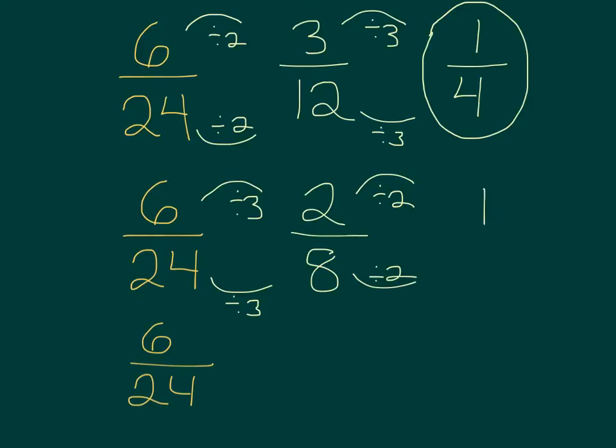2 divided by 2 is 1. 8 divided by 2 is 4. There we go. So I still came up with 1/4. I just did it a different way. Now I'm going to try this bottom one a different way as well.